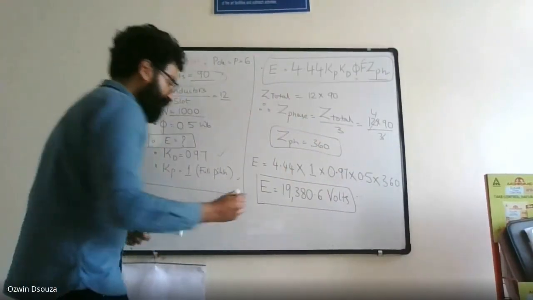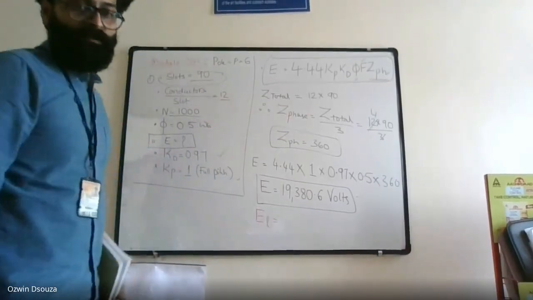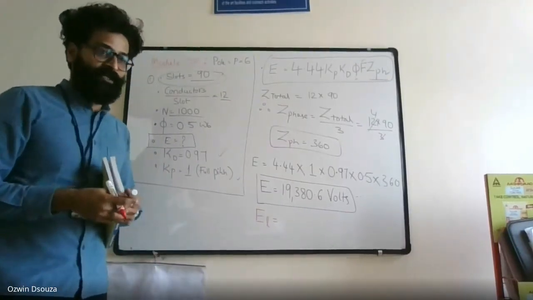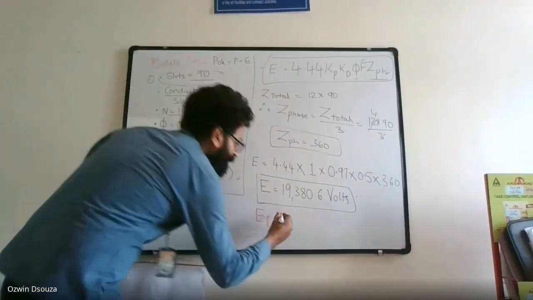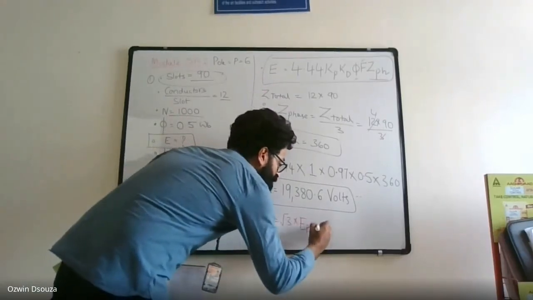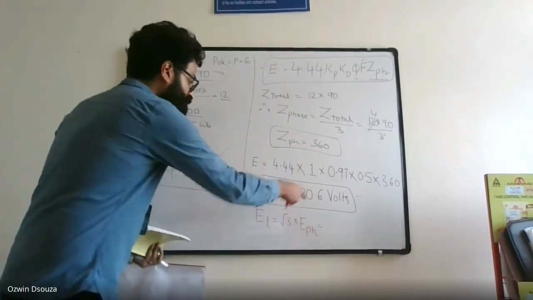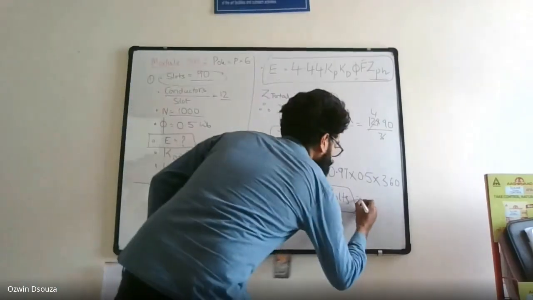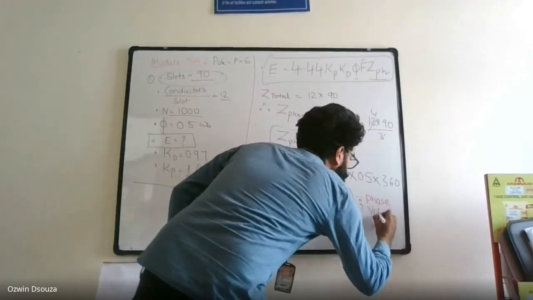Now, if I ask you to find out the line voltage, what will you do? Which type of alternator is this? It's a star connected alternator, right? So in case of a star connected alternator, the line voltage is simply √3 times the phase voltage. So you have to just multiply root 3 with the phase voltage. Phase voltage is 19,038. So as a comment, I can write something like phase voltage.